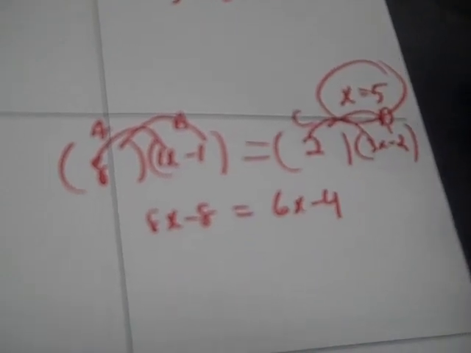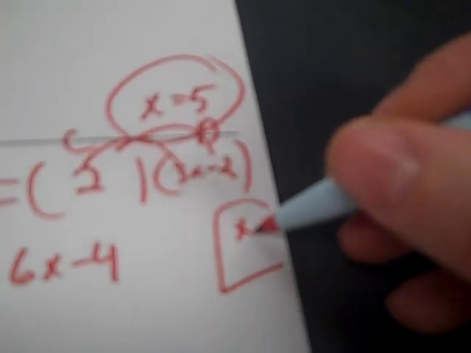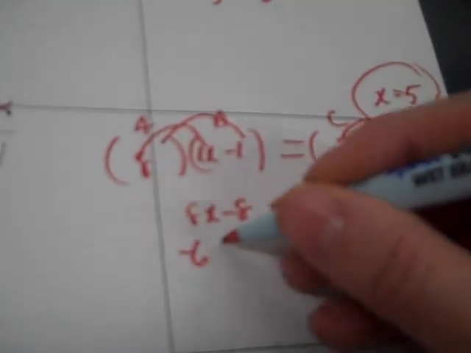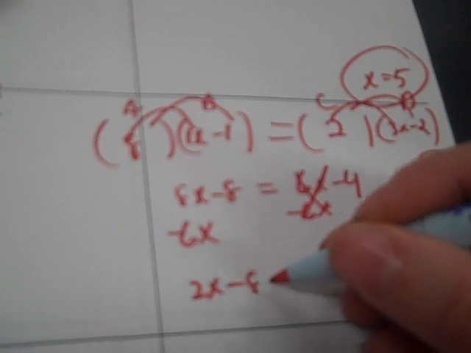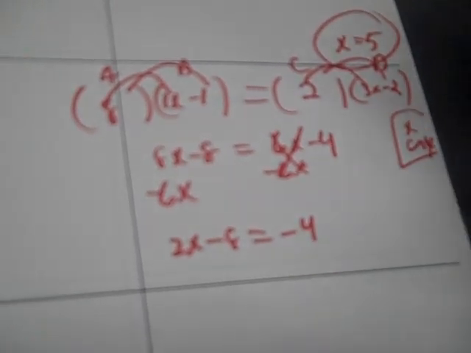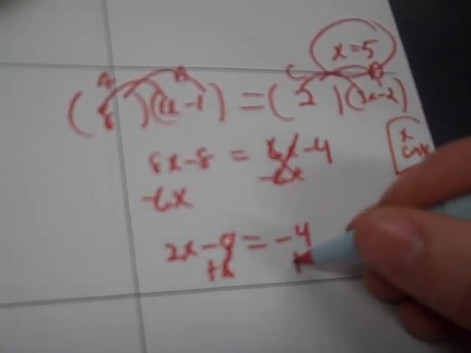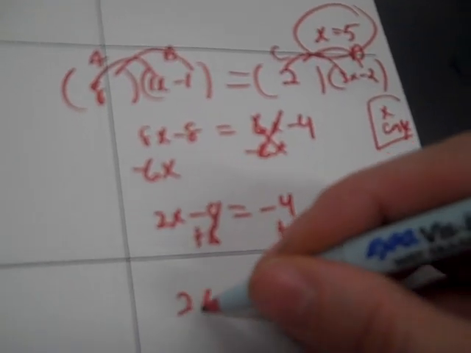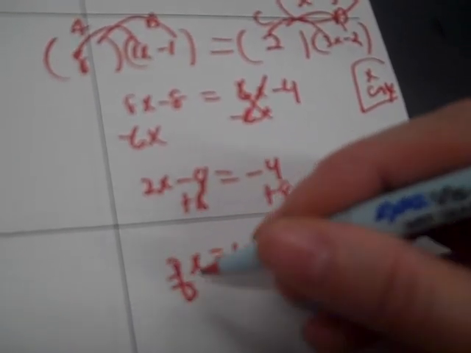Okay, now that the parentheses are gone, what do I have? I have x only, okay? So I'm just solving for that x, okay? Pick an x to get rid of. So that's 2x minus 8 equals negative 4, and then add 8 and divide by 2. So 2x equals 4, divide by 2. 4 divided by 2 is 2. Okay, now that's pretty easy, right? Pretty much a walk in the park.